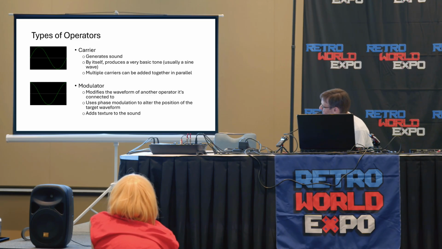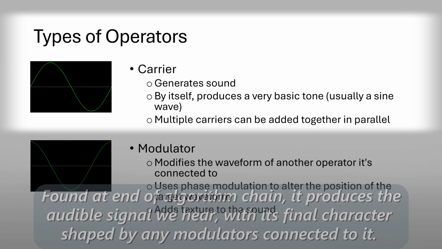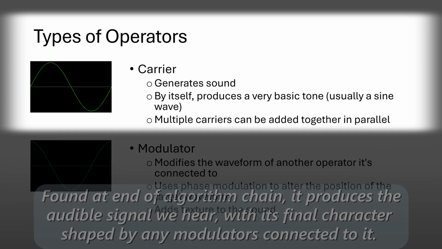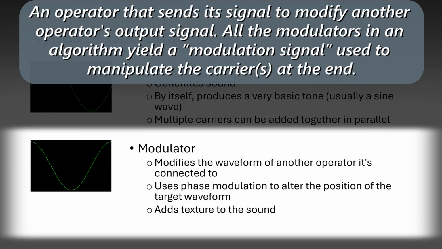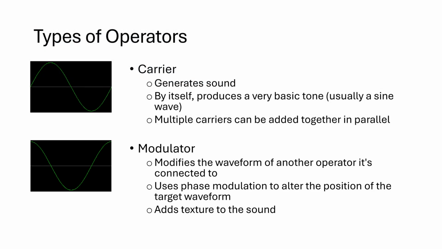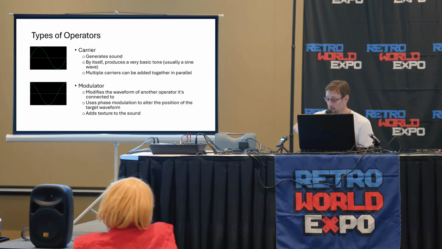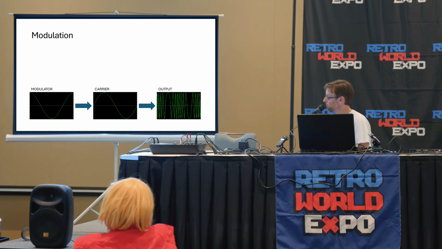So there's two types of operators, a carrier and a modulator. Carrier is the one that actually generates the sound. The modulator is another type of sine signal that can manipulate the output of a carrier wave. If you remember the algorithm that I showed you in the previous slide, you see how they're connected there. One is a modulator, one is a carrier. The modulator is affecting the other.